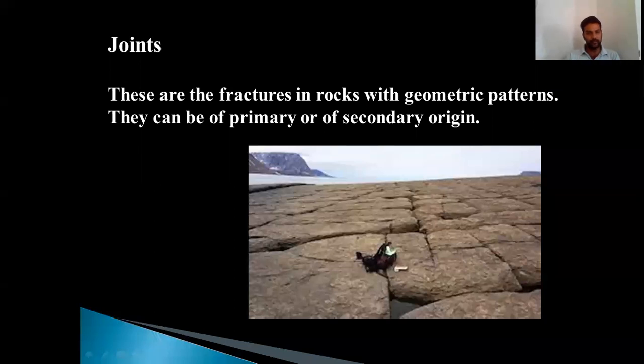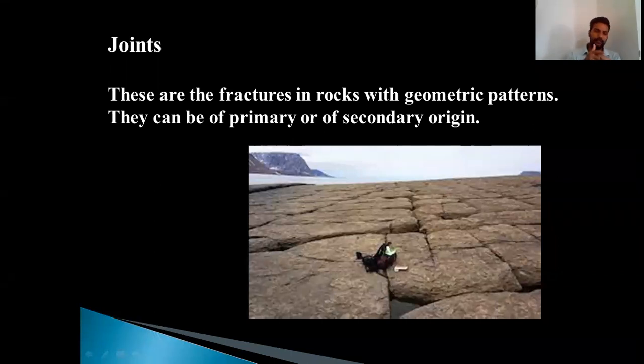Joints are the fractures in the rock with geometric patterns. So, joints can be defined in layman's terms as fractures in the rocks which are specifically geometric in nature. Say, for example, if you have a mural joint, that means those joints will definitely give rise to cubic partitions. So there is a fundamental difference between fracture and the joints.